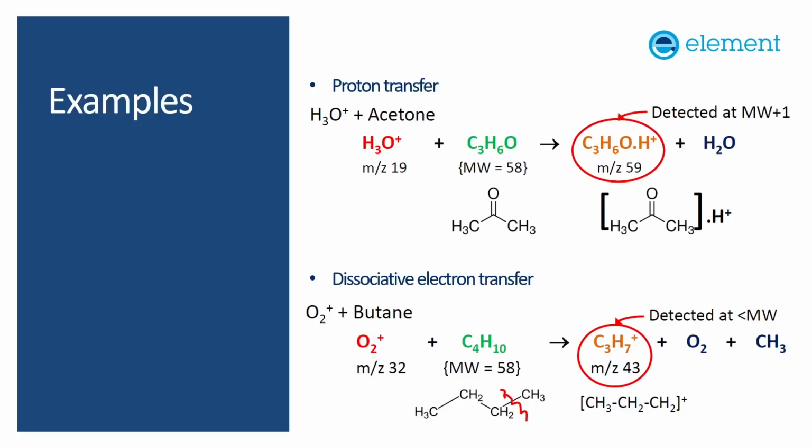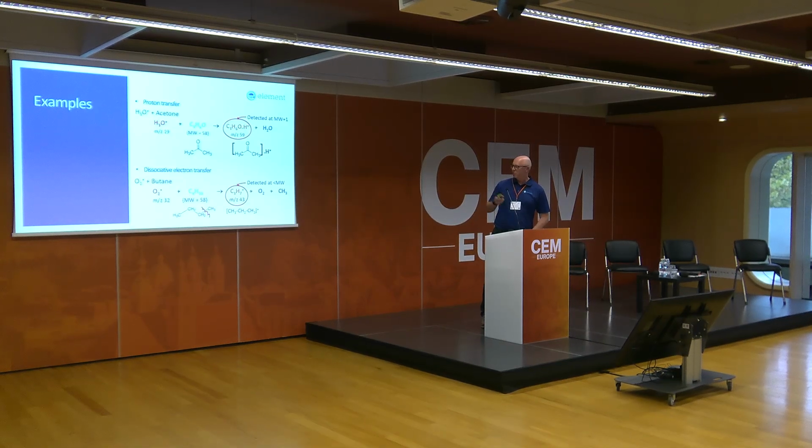So just an example of some of the reactions that happen. You can see on the screen there, H3O plus is one of the reagent ions. If it reacts with acetone, for example, you get a change in the mass of one as the proton's transferred, and you can get dissociative electron transfer. So effectively, we get fragments created. So that's what we sort of saw with the PFAS compounds.